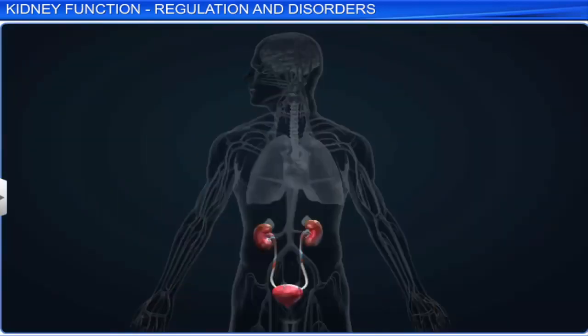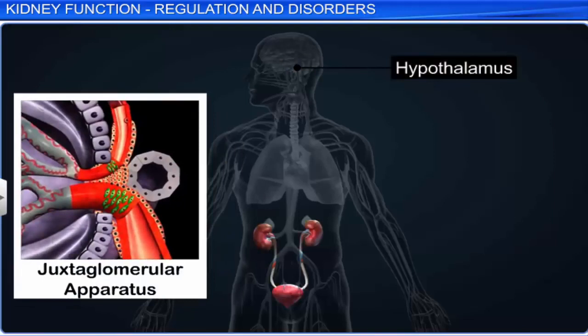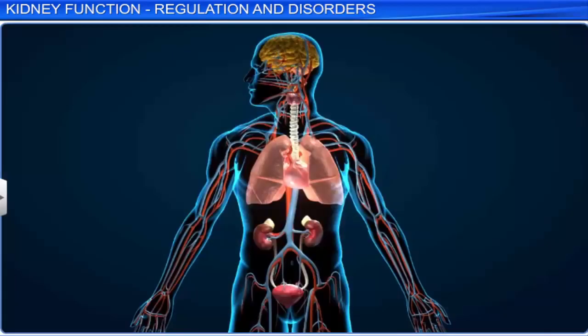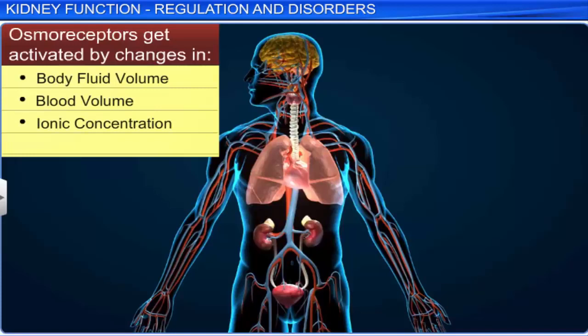Kidney functions are monitored and regulated by the hormonal feedback mechanisms of the hypothalamus, Juxtaglomerular Apparatus or JGA, and heart. Our body has several osmoreceptors that are activated by changes in the volume of body fluids, volume of blood, and ionic concentration. An osmoreceptor is a sensory receptor that detects changes in osmotic pressure.